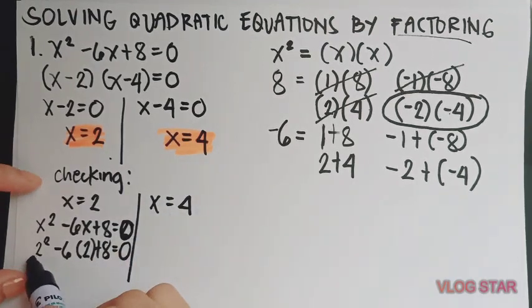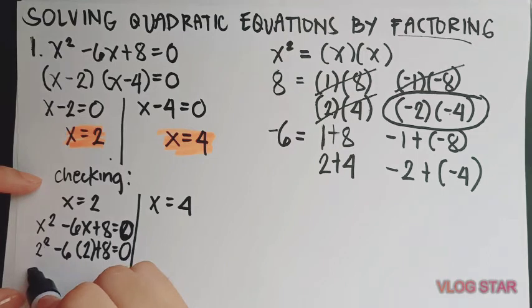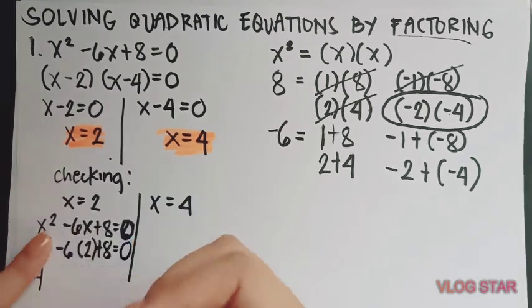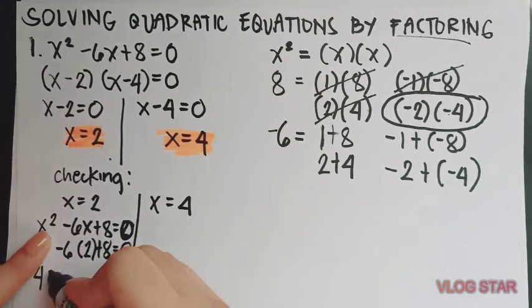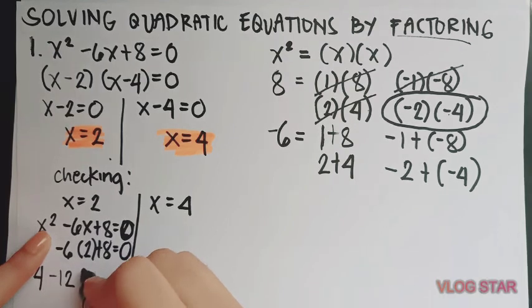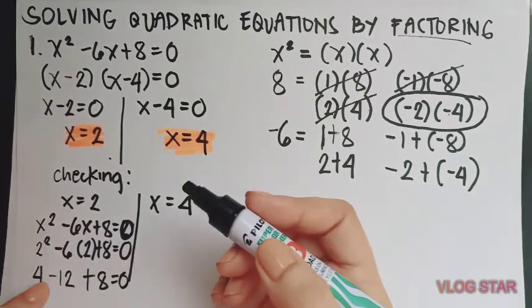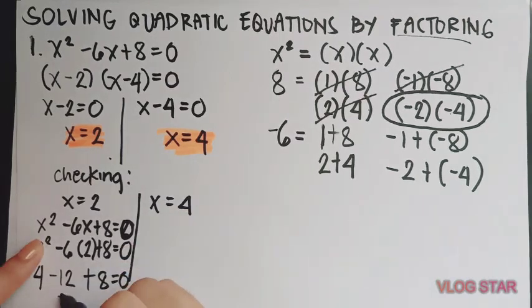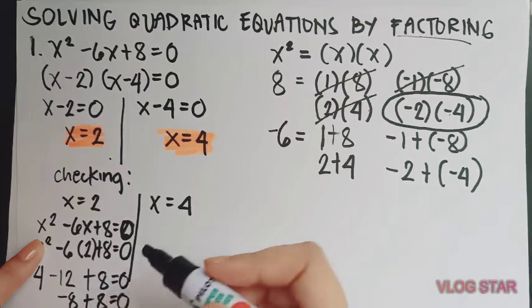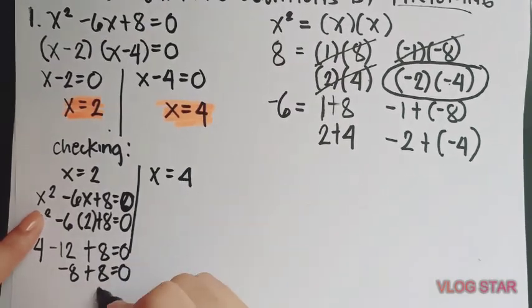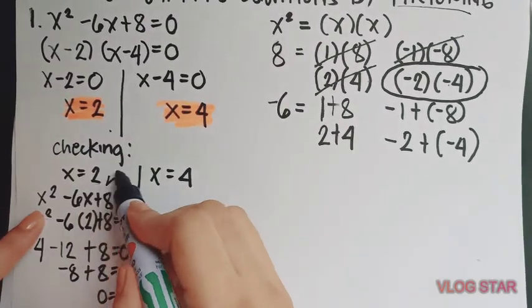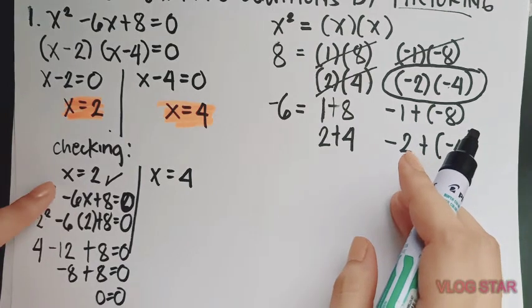Following PEMDAS, 2 squared, or 2 times 2, is 4. Next, negative 6 times 2, that is negative 12. Plus 8, is it equal to 0? 4 minus 12, that is negative 8. Copy plus 8. Is it equal to 0? Yes, this is equal to 0. Therefore, x equals 2 is correct.